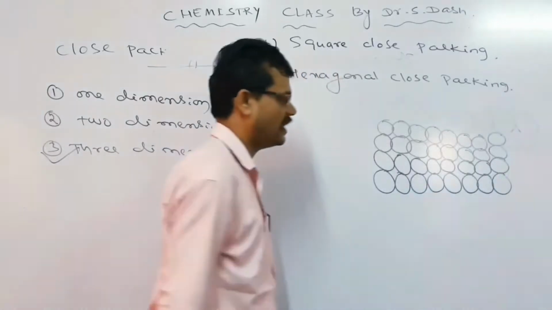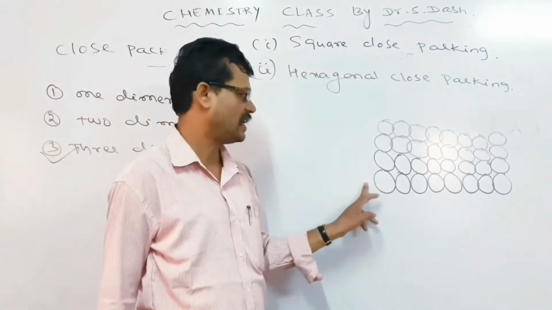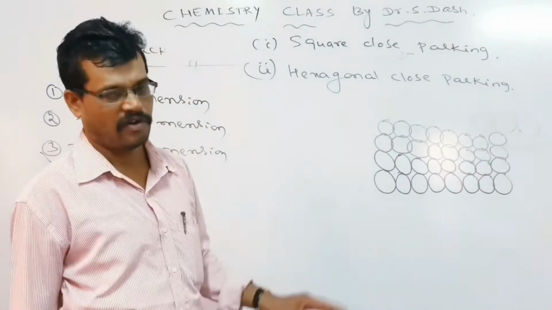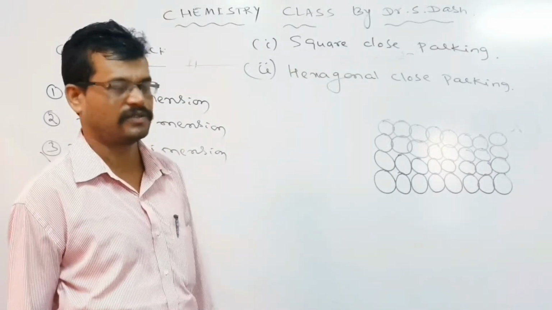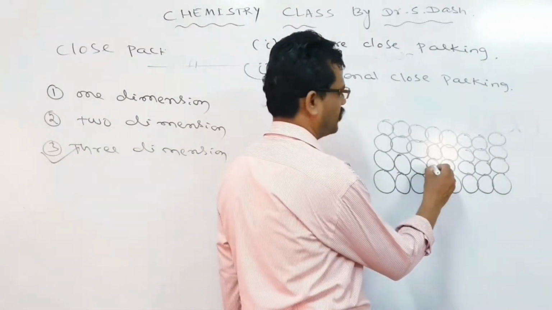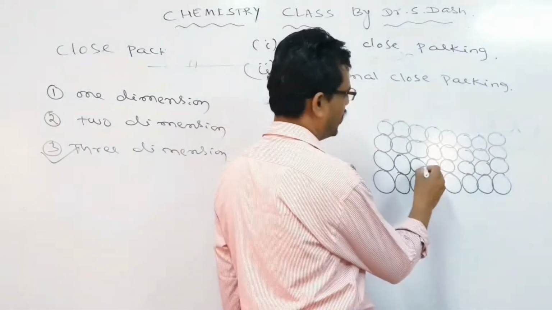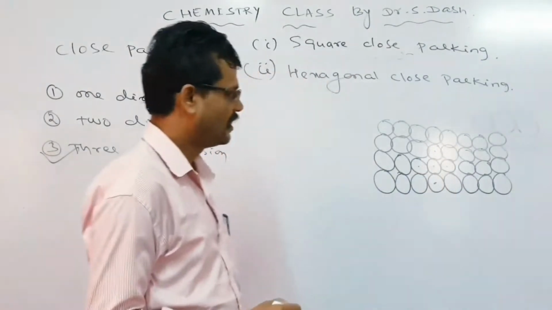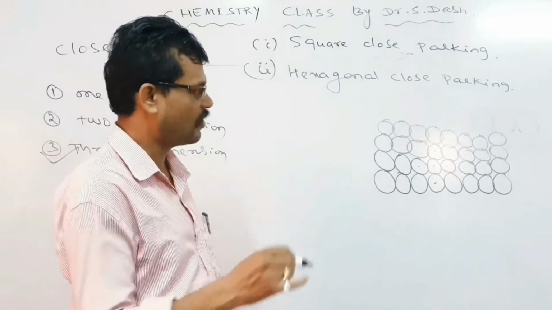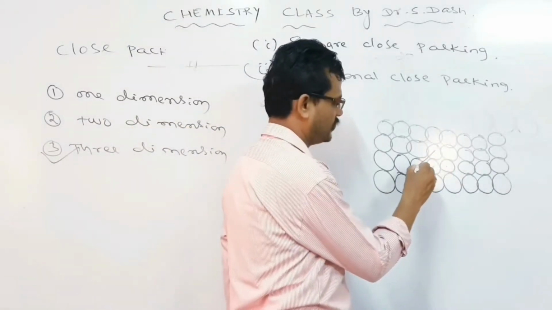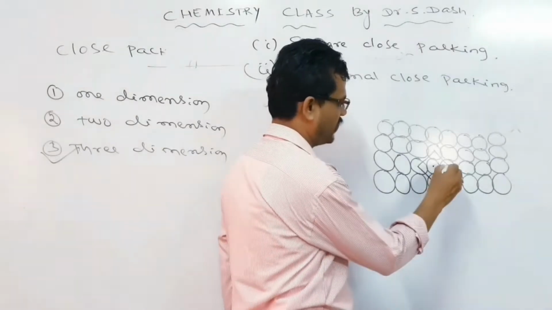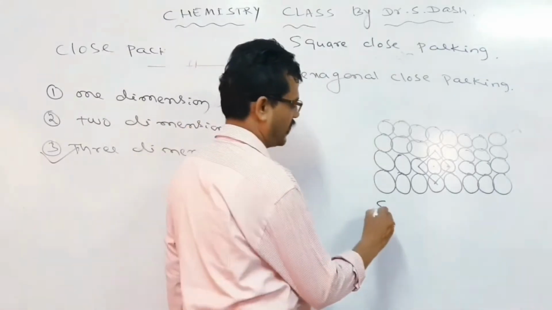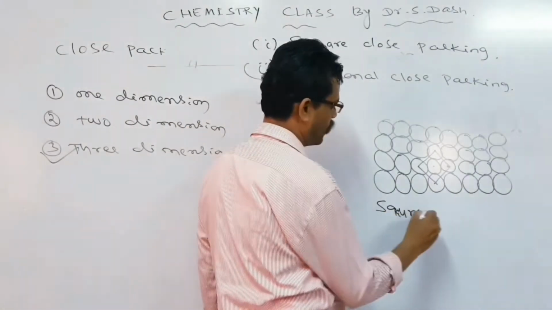In this type of pattern, all layers, the first, second, third and fourth, are arranged vertically as well as horizontally in the same fashion. If you select any one sphere, this sphere is in contact with these four spheres: 1, 2, 3, 4. If we connect the centers of these four spheres, it comes out like a square. That's why this type of pattern is called square close packing.